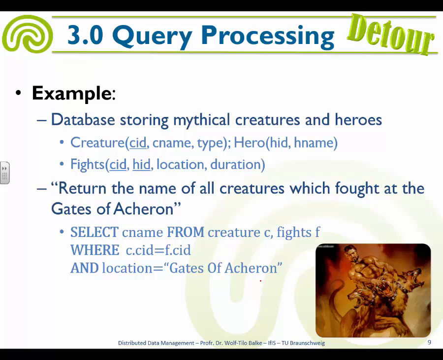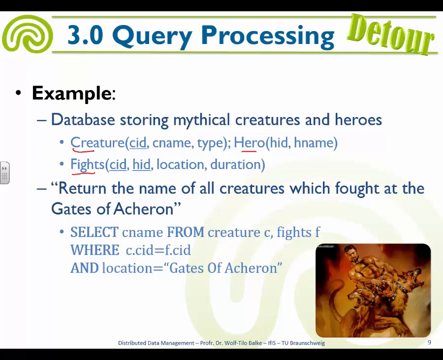So if we have a database very similar to the one that we used last week, we have a table creature, table hero. Table creature has an ID for the creatures, name and type. For the hero, you have an ID as well and the name. And then we record in the fights table the fights between creatures and heroes. So we have this idea of foreign keys going from creature to fights and going from hero to fights, and the location and the duration of the fight as well.